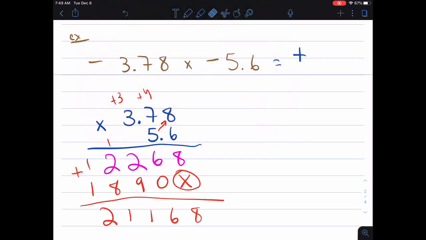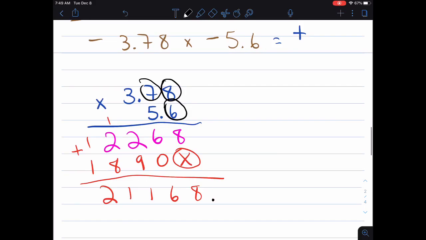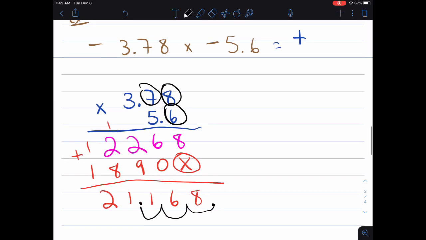Now, how many are behind the decimal? ¿Cuántos hay detrás del decimal? I have 1, 2, 3. I have my point. 1, 2, and 3. So my answer is 21.168. Positive.